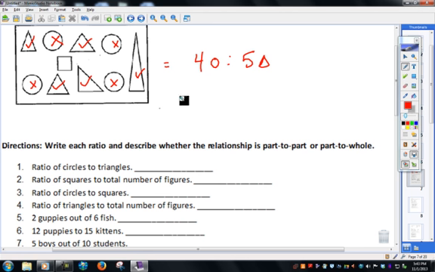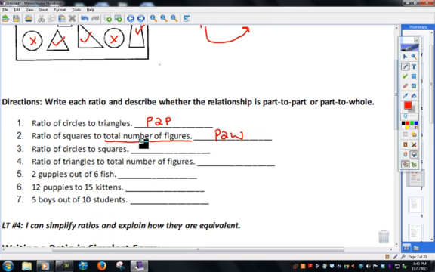Okay? Now, is that a part to part or is that a part to whole? Do the number of circles make up the number of triangles? No. This is a part to part. Ratio of squares to total? Well, now we're talking total figures, so now we're looking at it going, okay, these squares are definitely included in that total number. This is a true part to whole relationship. Ratio of circles to squares? Again, part to part. Go ahead and pause and try number 4.